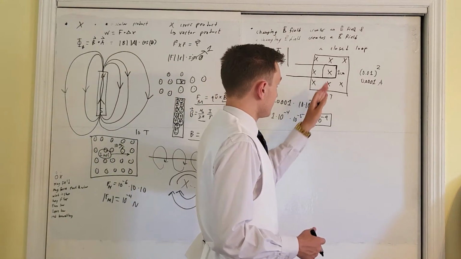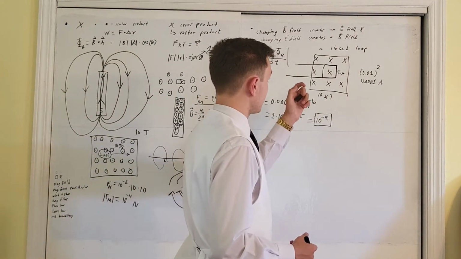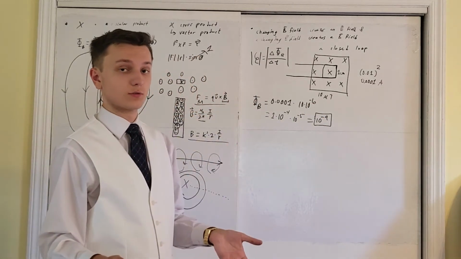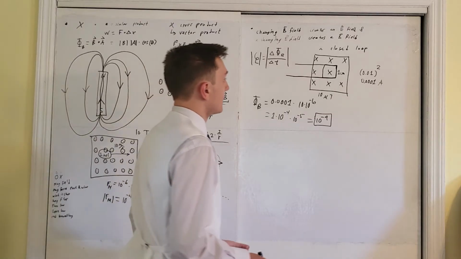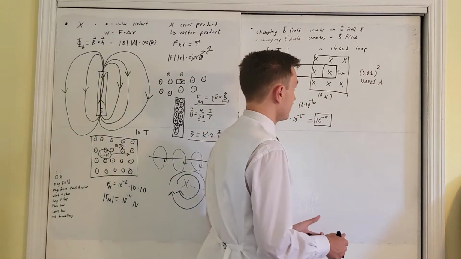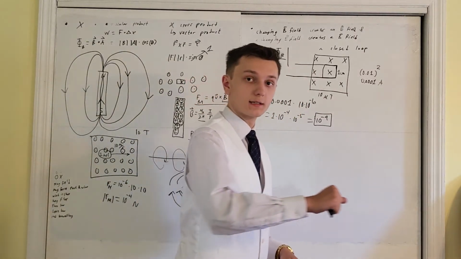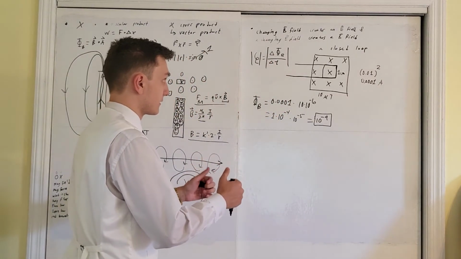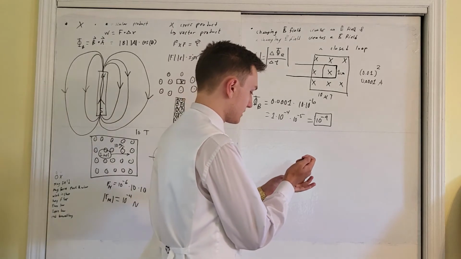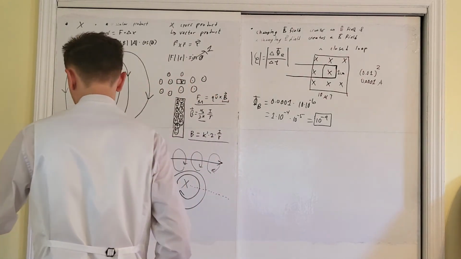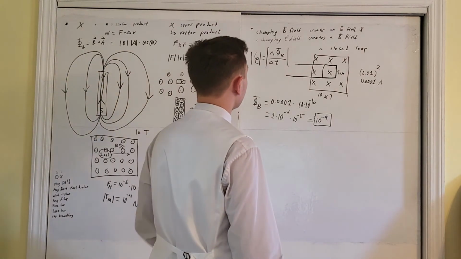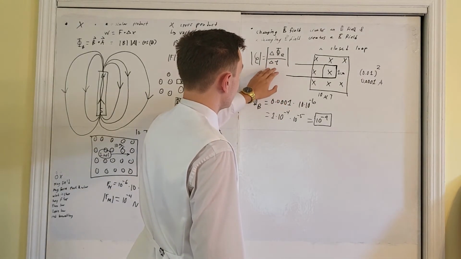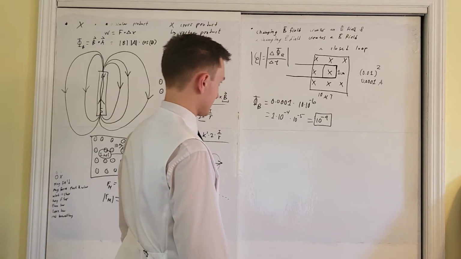Okay, if this is static, if this field is not changing, there is no current being induced through the wire. But if, let's say, I start increasing the magnetic field, that will induce a current in the wire, okay? Because now the flux through the wire is changing with respect to time.